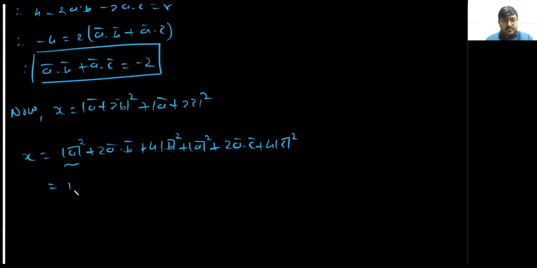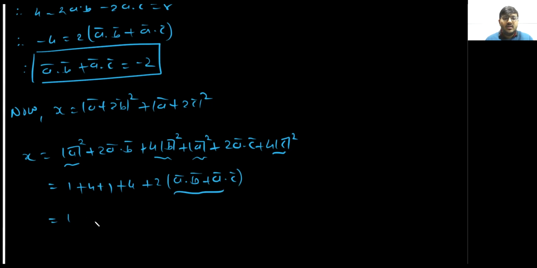And now we want to obtain this, that is, let's say x equals mode of (A bar plus 2B bar) whole square plus mode of (A bar plus 2C bar) whole square. So when you expand this, A bar square plus 4 A bar dot B bar plus 4 mode B bar square plus A bar square plus 4 A bar dot C bar plus 4 mode C bar square. So now it is 1 plus 4 plus 1 plus 4, and plus 4 times (A bar dot B bar plus A bar dot C bar). Let me take together: 4 plus 4, 8, plus 2, 10, plus 4 into minus 2, as we already have. So 10 minus 8, hence x equals 2. So it looks quite easy, as I said.